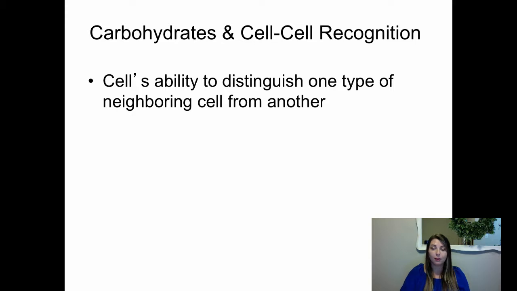So carbohydrates can play a large role in the cell-to-cell recognition. So that's the cell's ability to distinguish one type of neighboring cell from another. So a good example would be the determination of your blood type. So on every red blood cell in your body, there is a glycoprotein that determines your blood type. So if you have type A blood, you wouldn't want to receive type B blood from another individual. The cell of the donor would not be recognized by the cells of the receiver. So this would cause blood clotting.